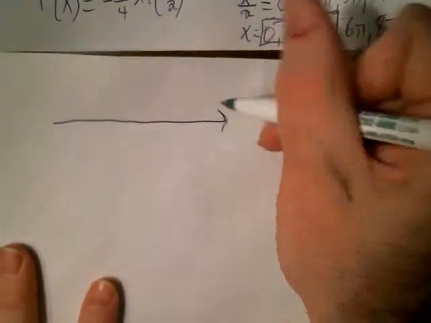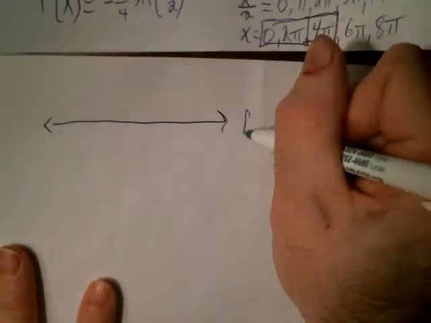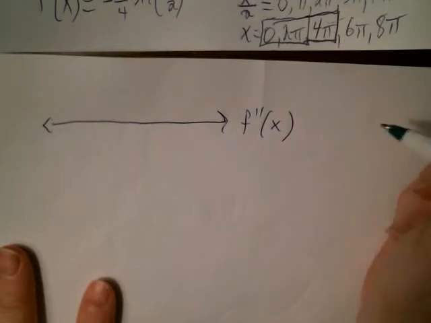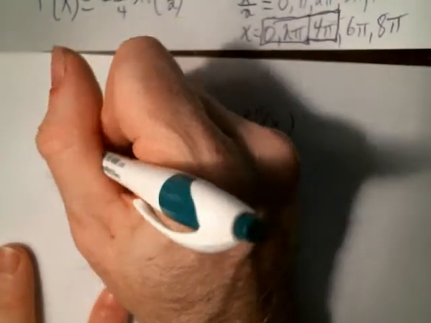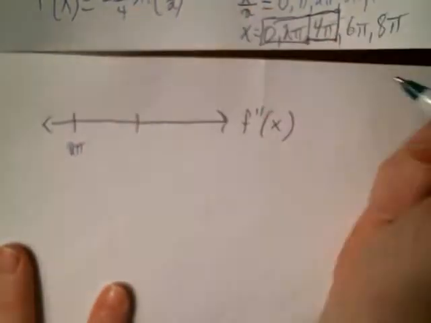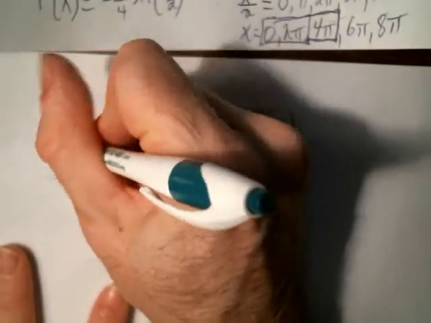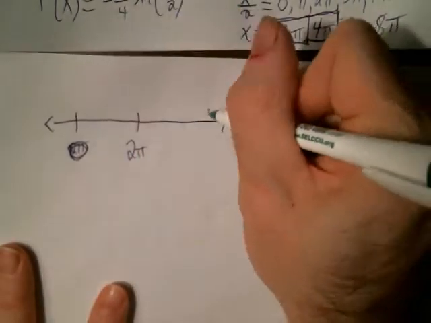So here we go. This is f double prime of x, and I'm going from 0 to 4 pi. 0, 2 pi, and then 4 pi.